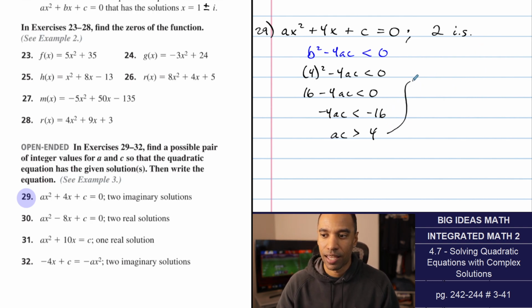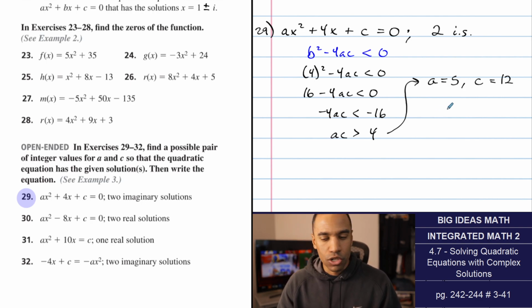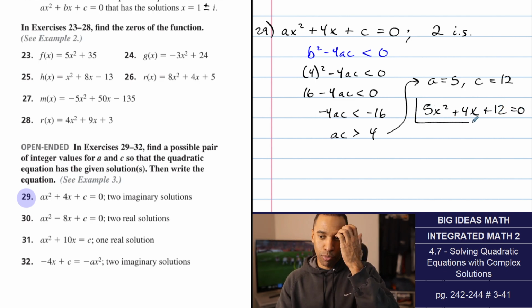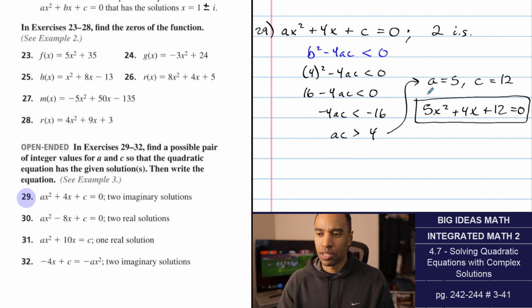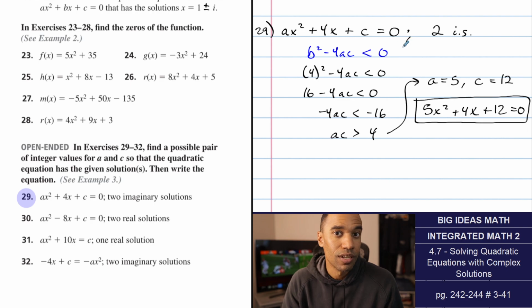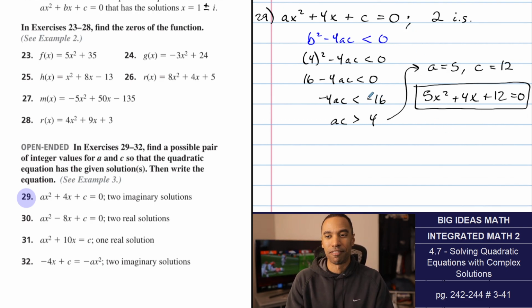Let's say that a is 5 and c is 12. I mean, why not, right? So they say find integer values and write the equation. So 5x squared plus 4x plus 12 equals 0. I'm pretty well versed in what I can do. Listen, if you know those 2 imaginary solutions, you can make a and c just be monstrous. That will make that big enough. But this is kind of the test that we're going off of here.